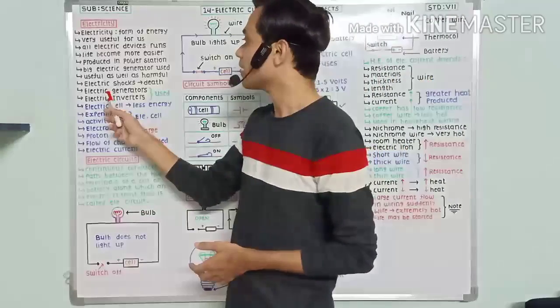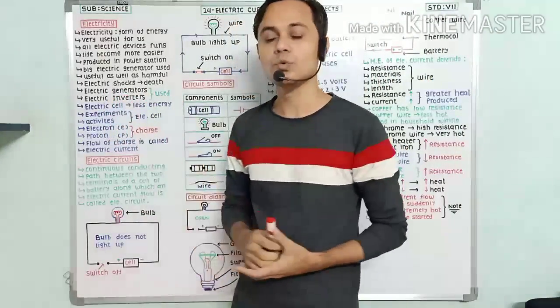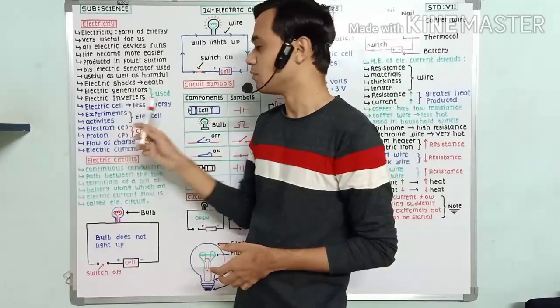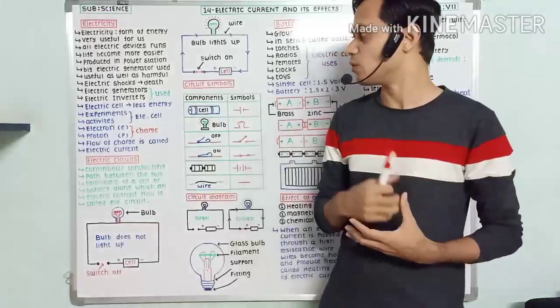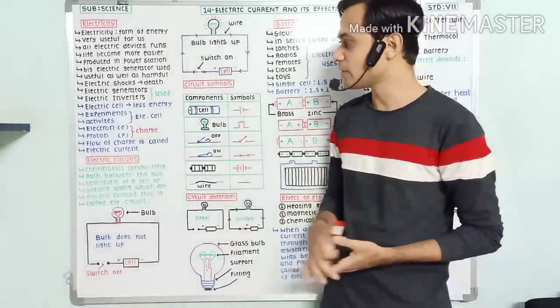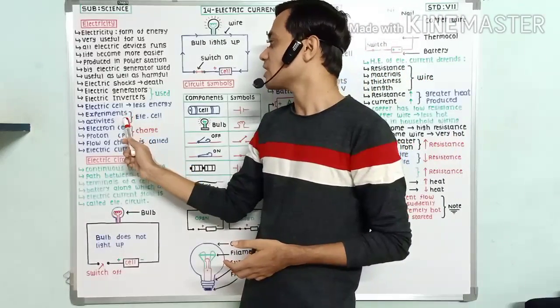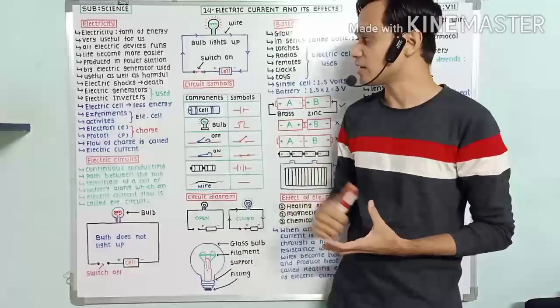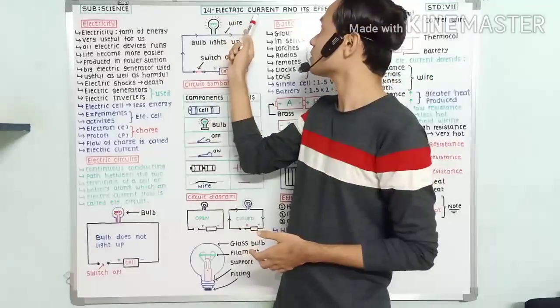After that, electric generator and electric inverter are used to produce electricity. Now here we talk about electric cell, which produces a less amount of energy or electric current. That is the reason why it is useful in experiments and activities in a laboratory, right? So in this way electric cells are used. Then after we will discuss electric current.